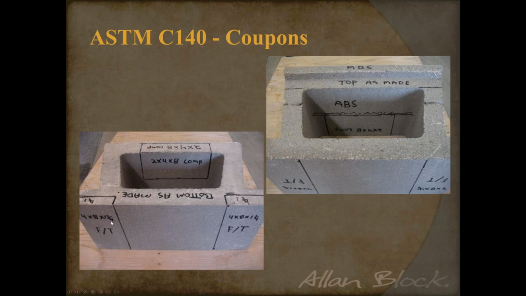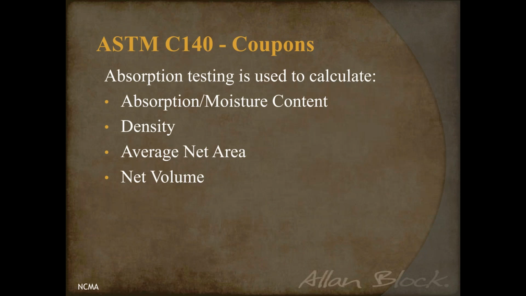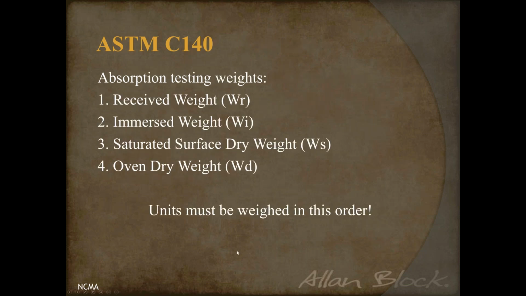The block's upside down in this picture, and we're going to take the freeze-thaw coupons from the wings, the compression coupon from the front face, and across the top, we're going to saw off the top for the absorption coupon. And the absorption tests are calculating 4 different things: absorption and moisture content, density, average net area, and the net volume.